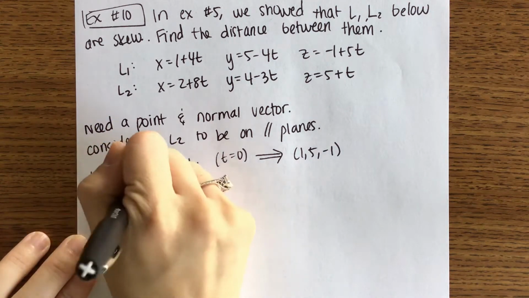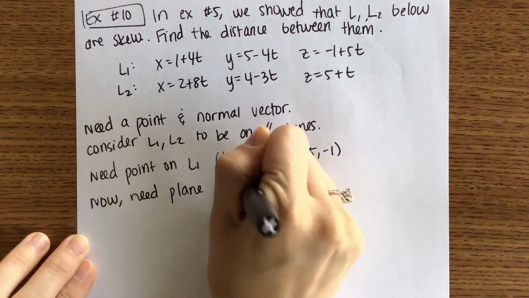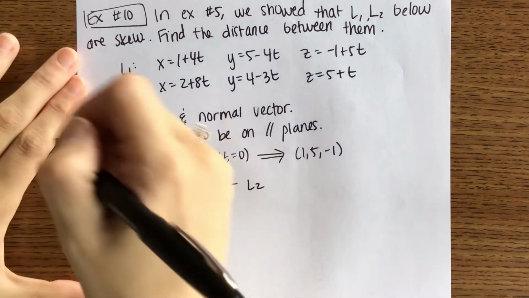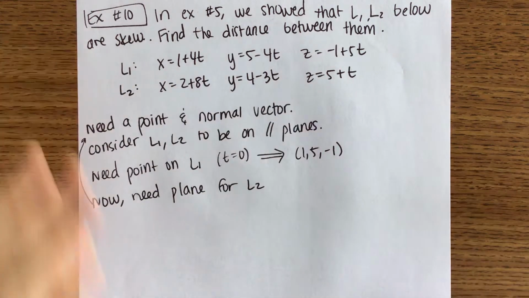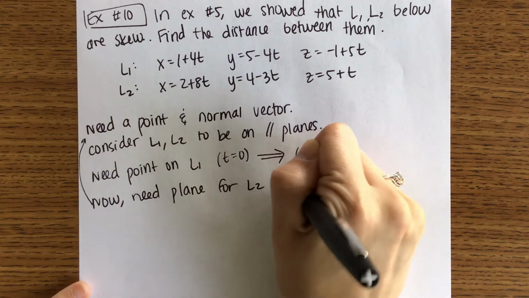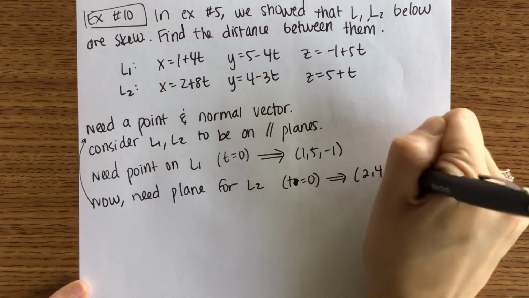So now, we're going to need to write that plane for L2. Do you guys see where I'm headed here? Okay, so again, to write the plane, like we said up above, we need a point and we need a normal vector. We're going to find a point the same way. So plug in t equals 0. That's going to give us the point 2, 4, 5.